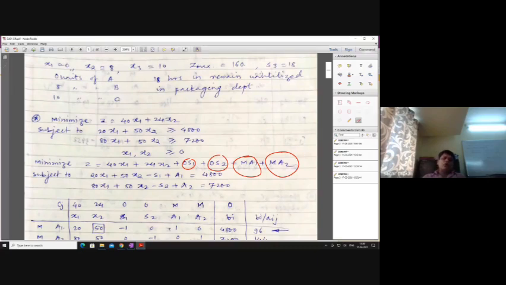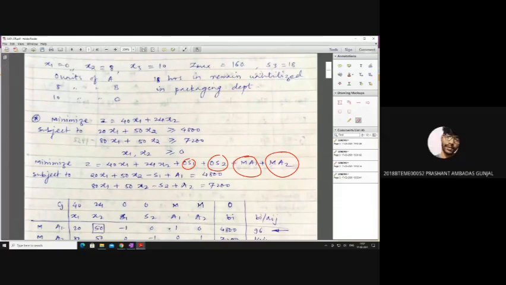As I told you, the number of basic variables will be equal to the number of constraints. So there will be 2 basic variables. Otherwise, how will you write the table? Now tell me how many total variables are there? 6. And how many basic variables? 2.